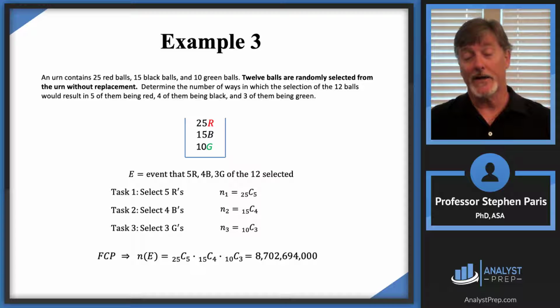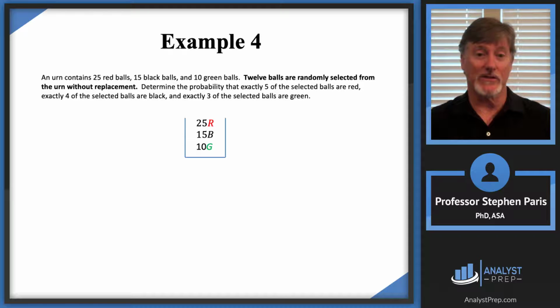Okay, once again, this is probably not going to be the type of question that you're asked on an actuarial exam. We're going to tweak it just a little bit. Same setup, but now the last sentence is going to be, let's determine the probability that exactly 5 of the selected balls are red, 4 are black, and 3 are green.